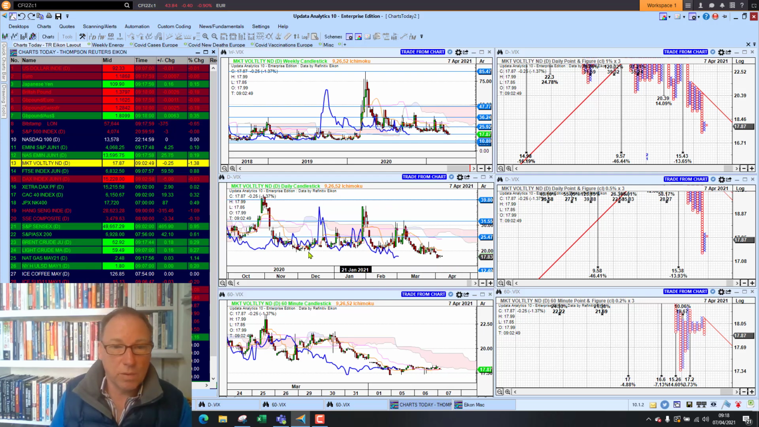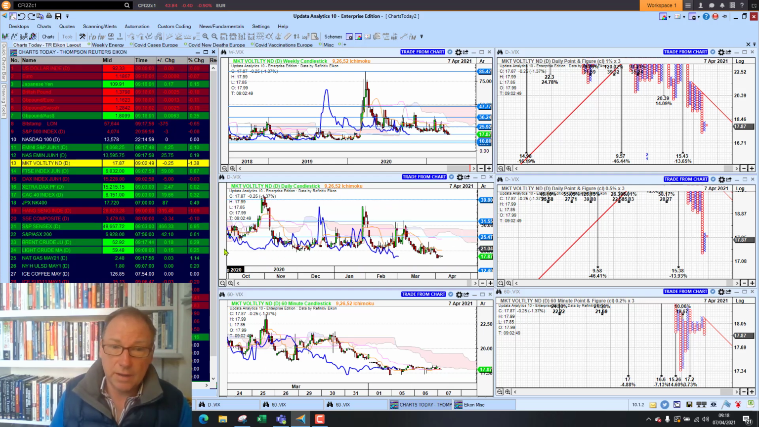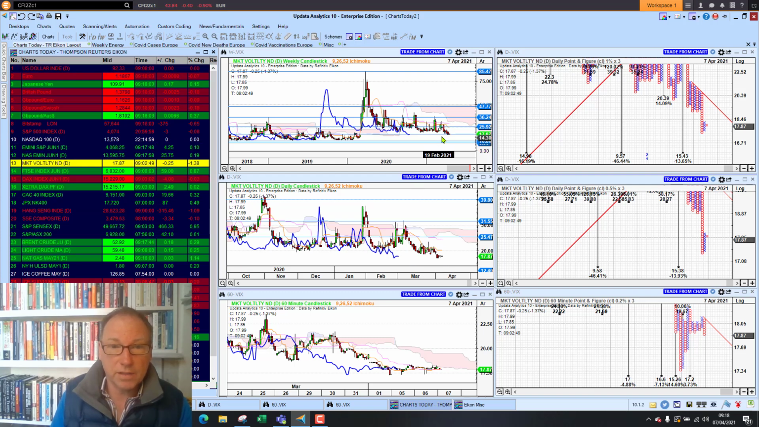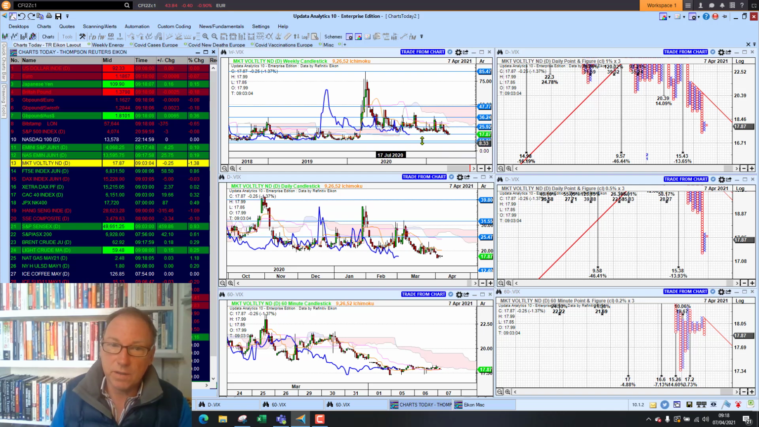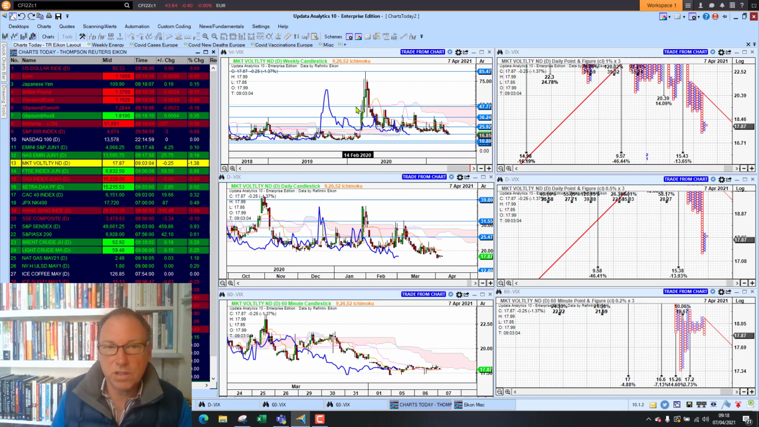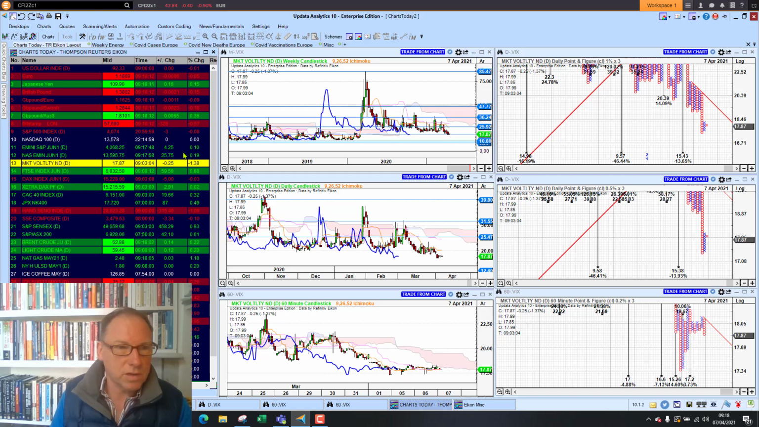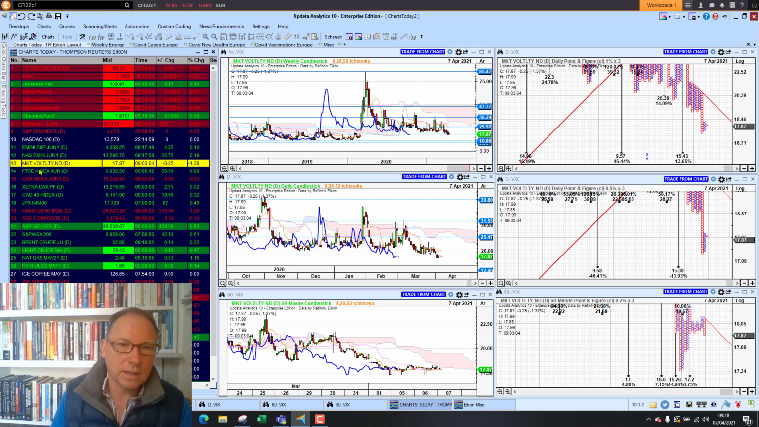This is the lowest level really we've seen on the VIX for several months. So we haven't been really this low since February last year. So this is the lowest level we've seen since the jump in the coronavirus crisis. So markets really settling down.